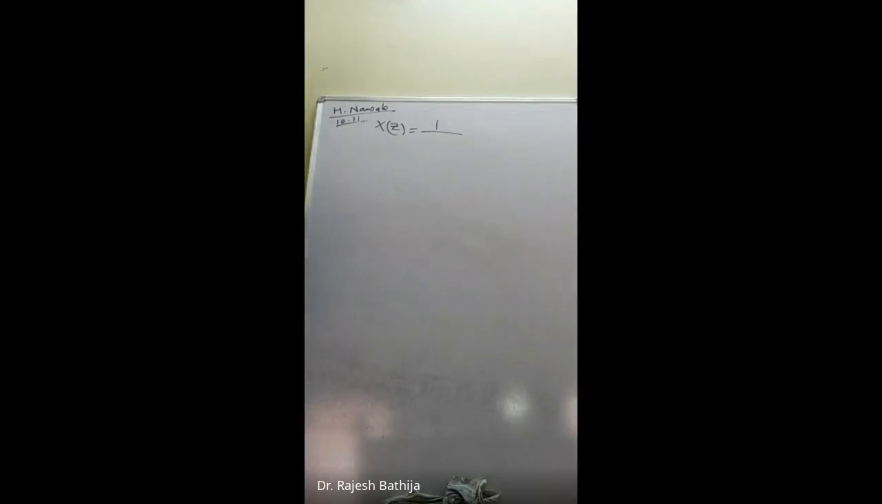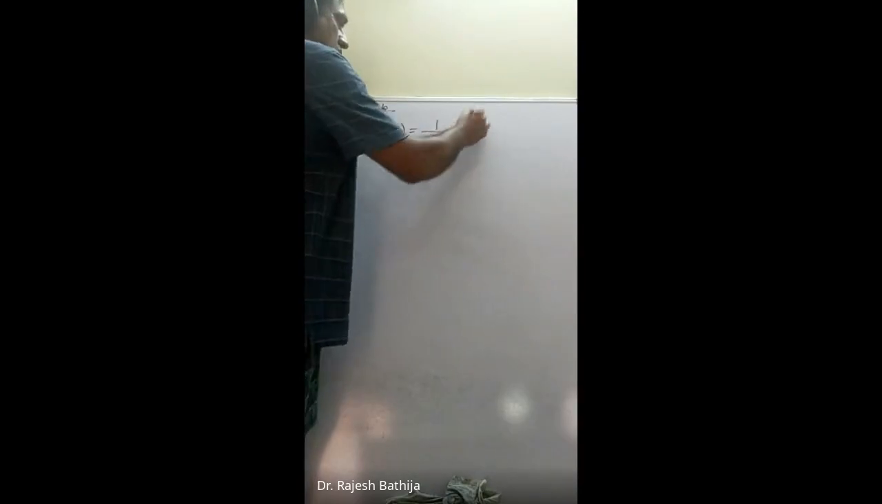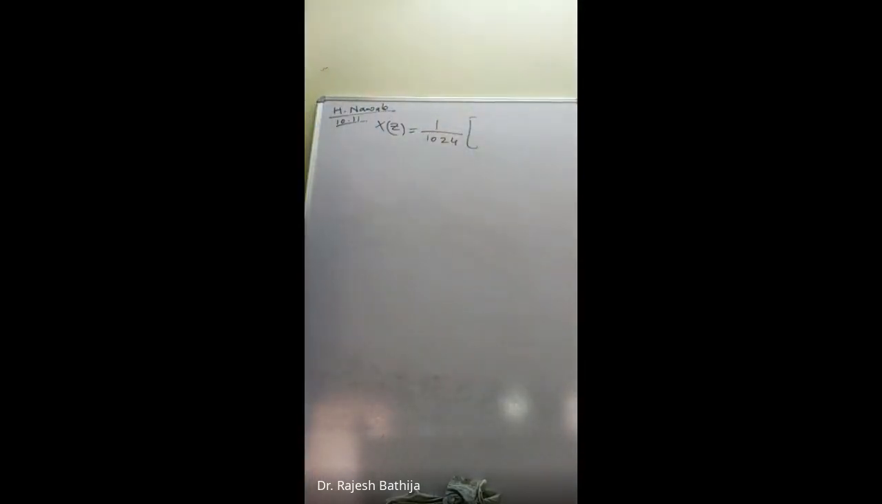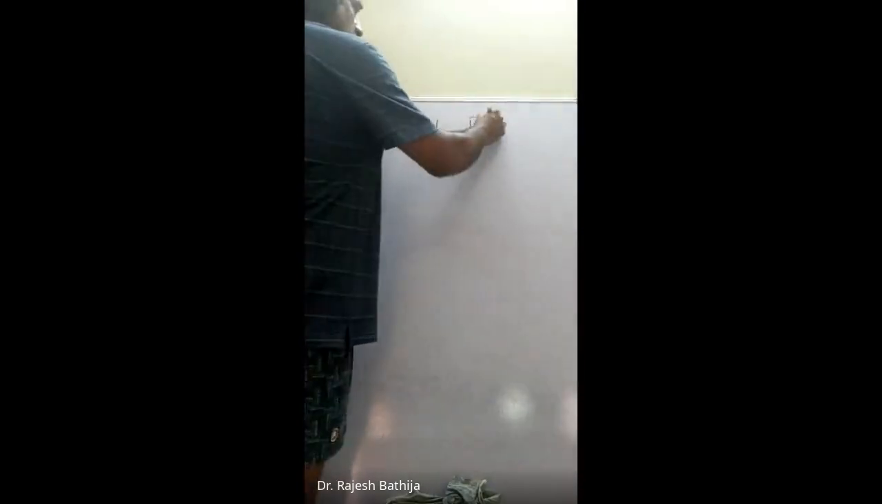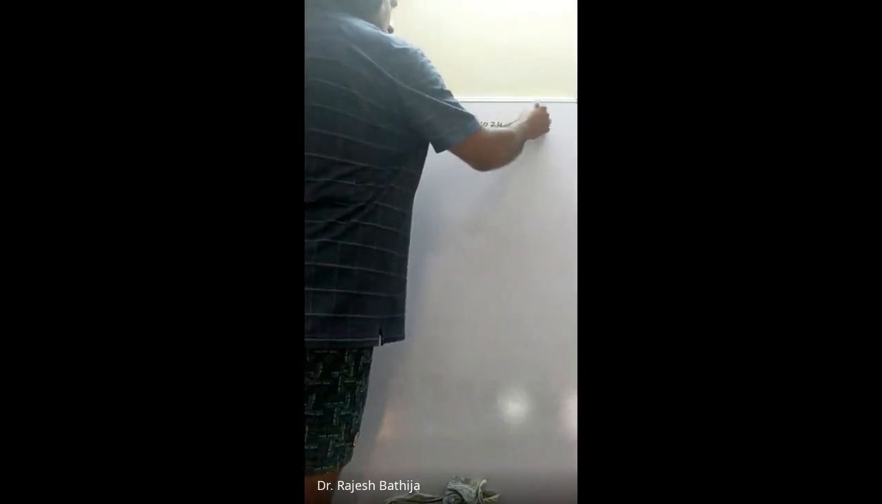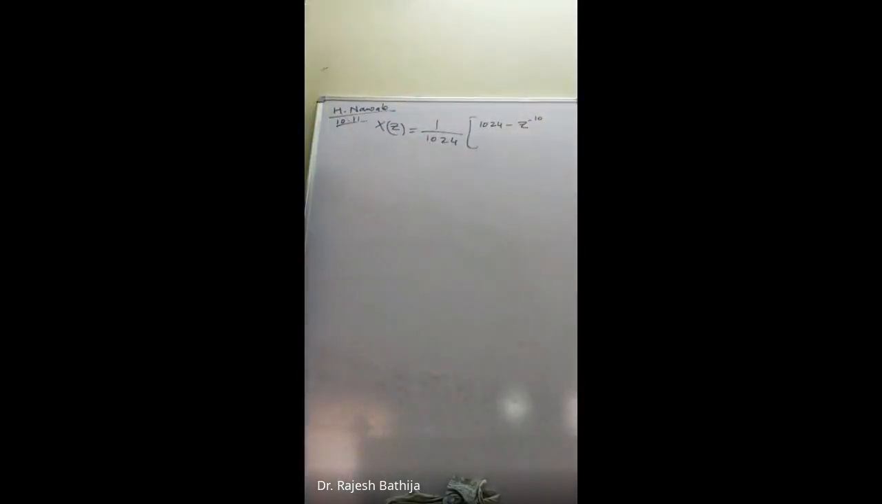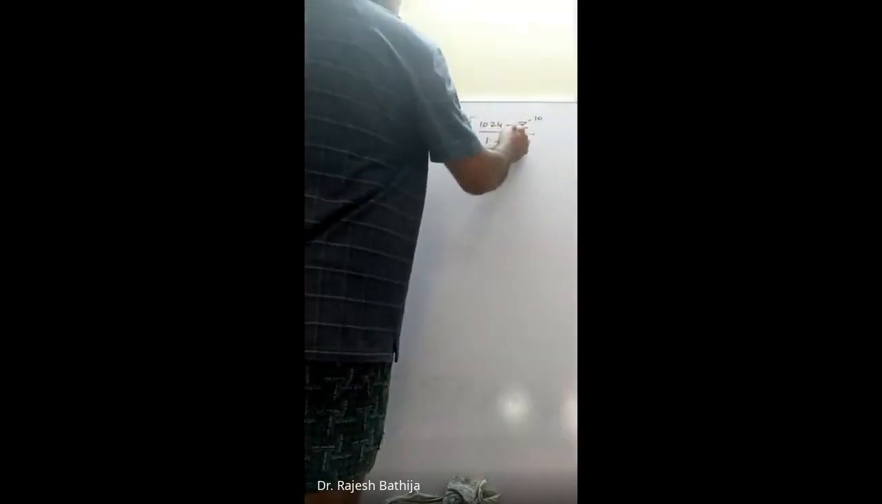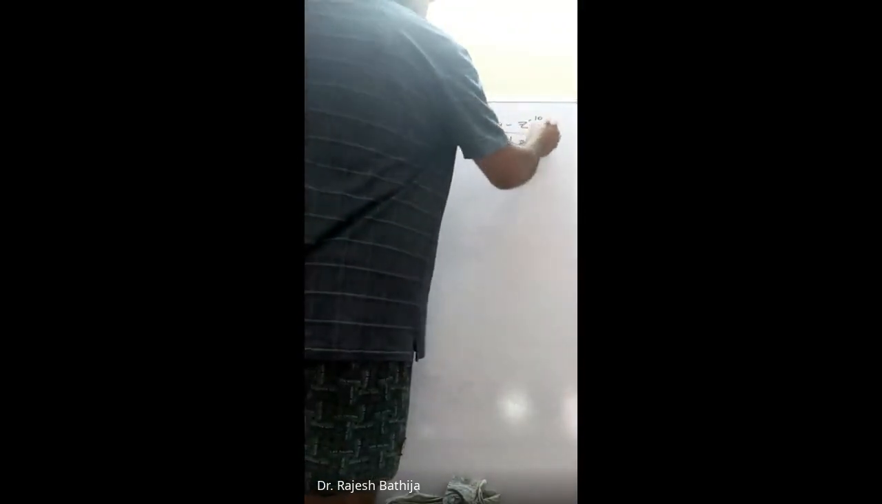So the problem is like this. X of z is given as 1 over 1024, then 1024 minus z to the power minus 10, divided by 1 minus half z inverse.